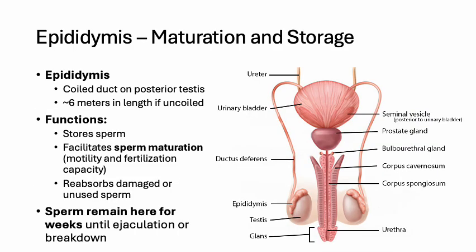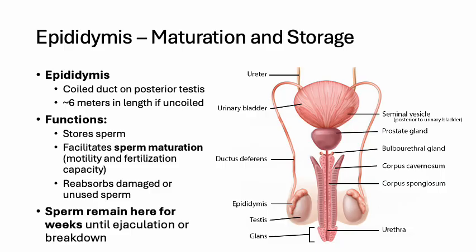After leaving the seminiferous tubules, immature sperm enter the epididymis, which is a long coiled duct that lies snugly against the back of the testis. Although it appears compact, it's nearly 6 meters long when fully uncoiled, giving sperm ample time to mature.